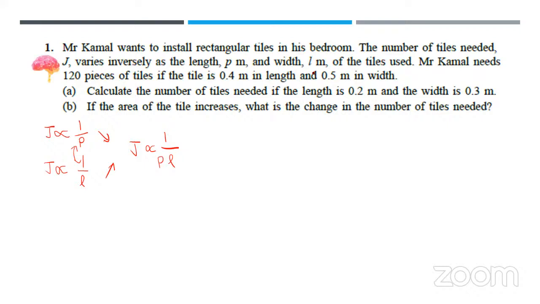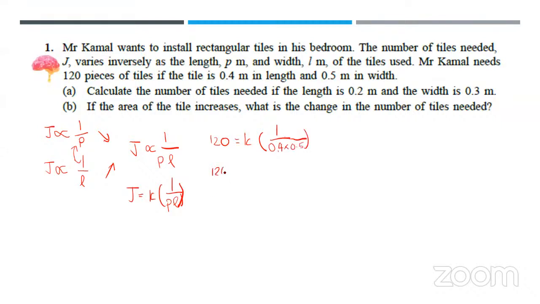Of the tiles used. So Mr. Kamal needs 120 pieces of tiles. All right, so we can rewrite this as an equation as J equals K multiplied by 1 over PL. And we can find the value of K first by just subbing in. Okay, so 120 is equal to J, and then you just have K over here. And then the length of the tiles is 0.4 and the width is 0.5. So 1 over 0.4 multiplied by 0.5.